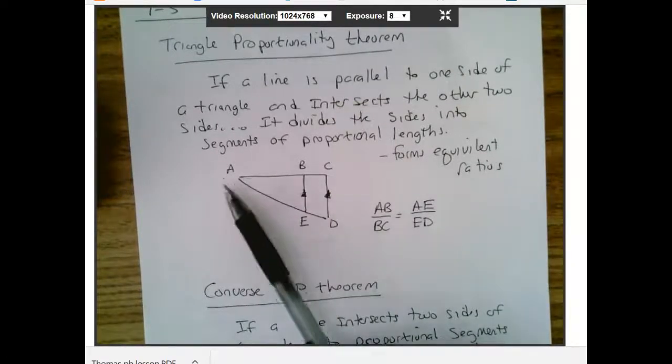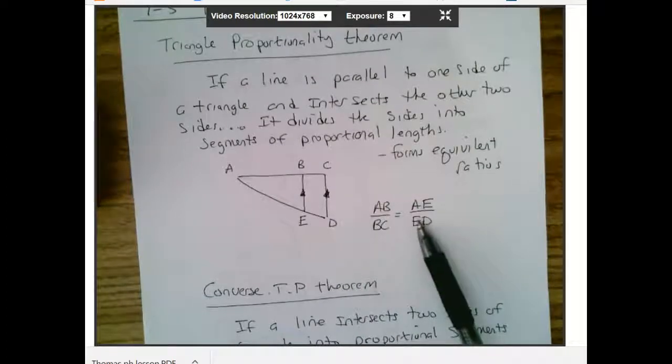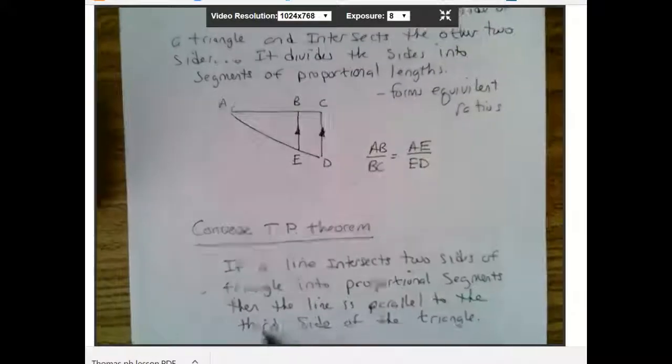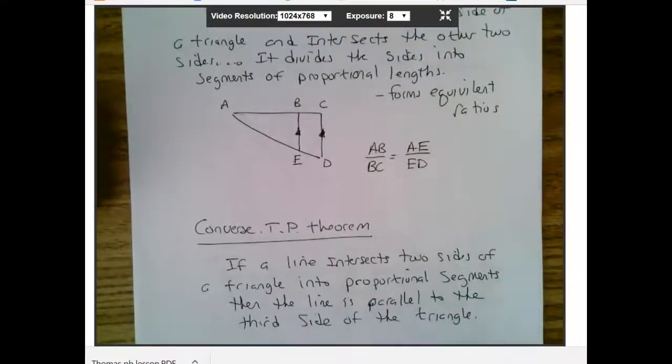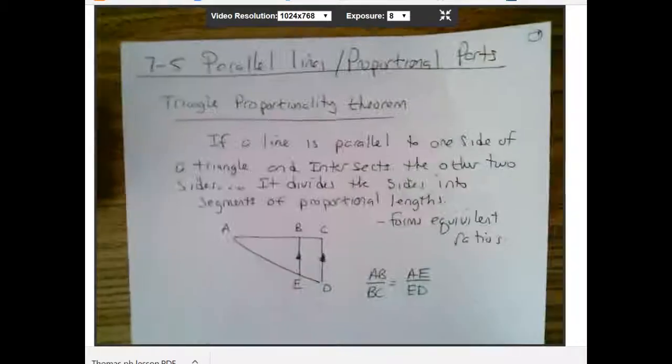And then we compare that to AE and ED, and we see that they're the same ratio. We can then say that those lines are parallel. So that's the converse of it. It's looking at it the opposite way. So that's the first one we want to look at, the triangle proportionality theorem.